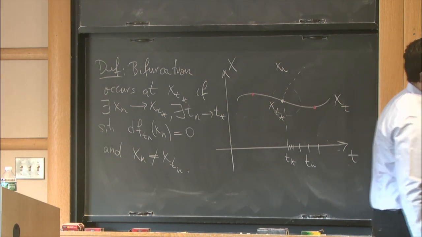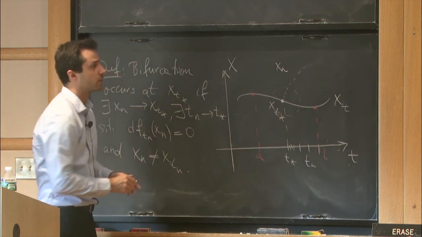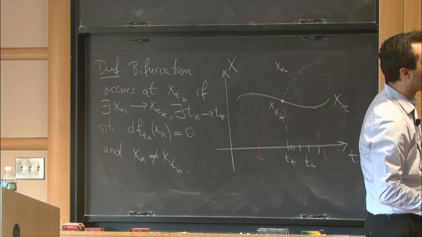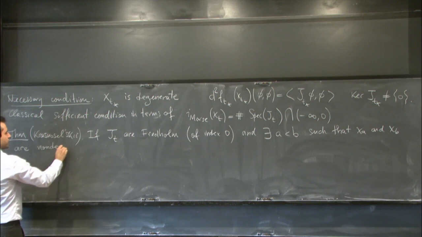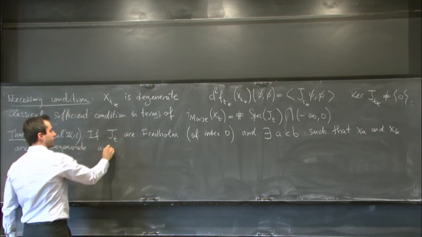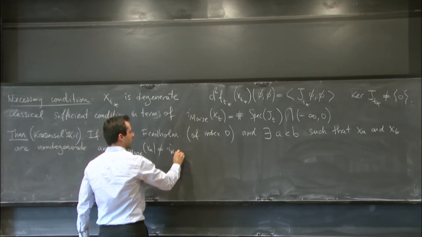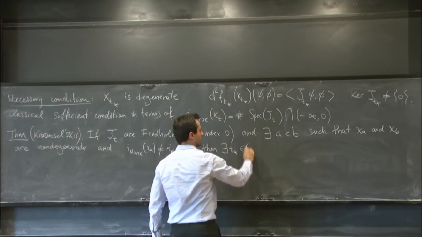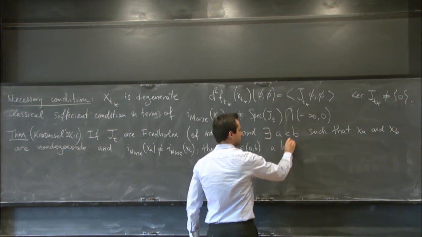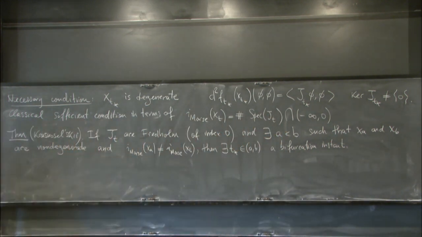But either way, these two points could be, perhaps over here we have A, and over there we have B, and we would like to compare the Morse indices at these two points. So if there exist A and B such that XA and XB are non-degenerate, and the Morse index at XA is different from the Morse index at XB, then there must exist some T star between A and B, a bifurcation instant. So that detects bifurcation. Jumps in the Morse index detect bifurcation, right?